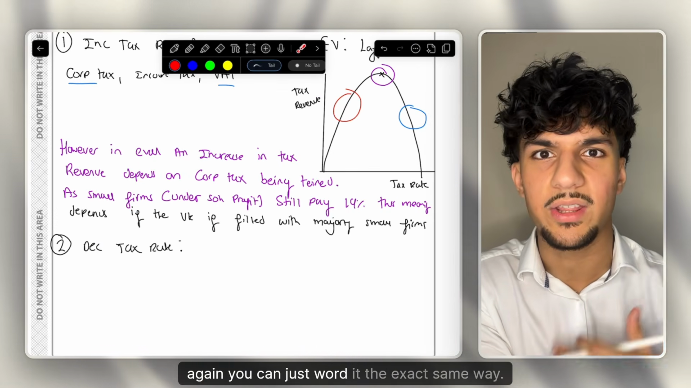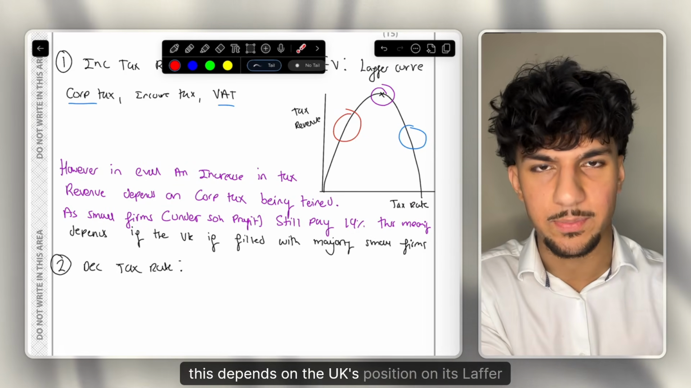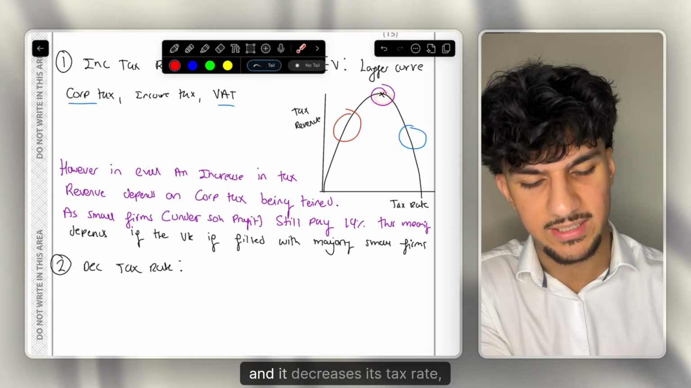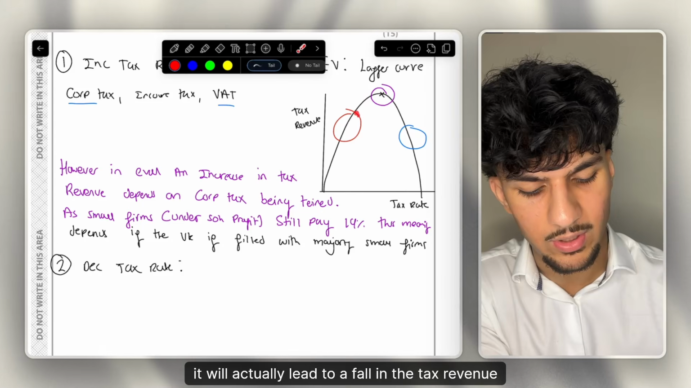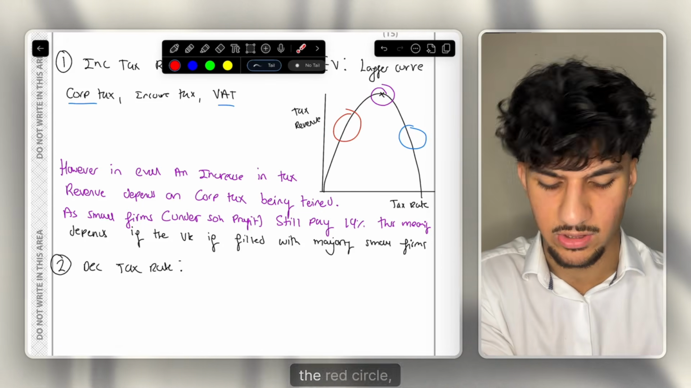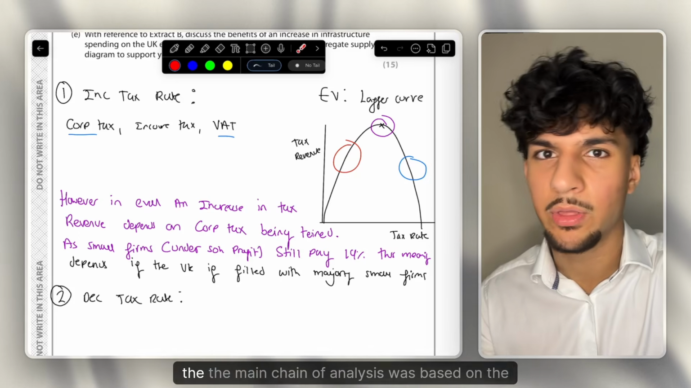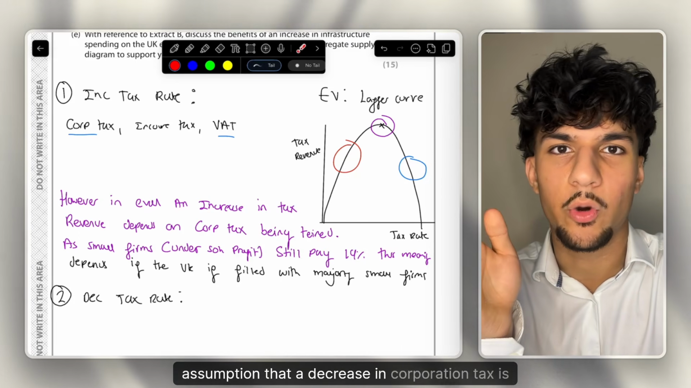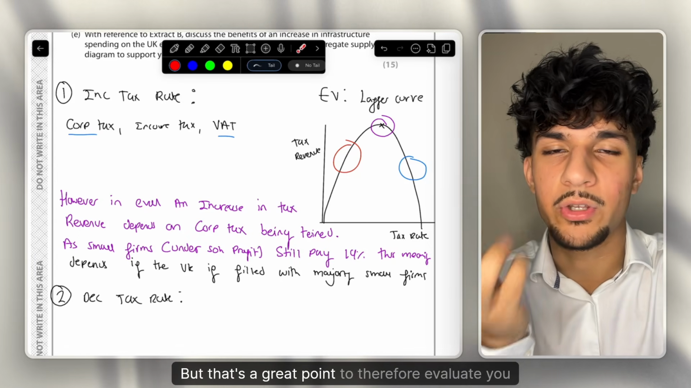And again, you can word it the exact same way. However, in evaluation, this depends on the UK's position on its Laffer Curve, as if the UK is at point X and it decreases its tax rate, it will actually lead to a fall in tax revenue as it moves towards position Y, the red circle, whatever you want to call it. Also, even more specifically, the main chain of analysis was based on the assumption that a decrease in corporation tax is going to lead to an increase in FDI. But that's a great point to evaluate.